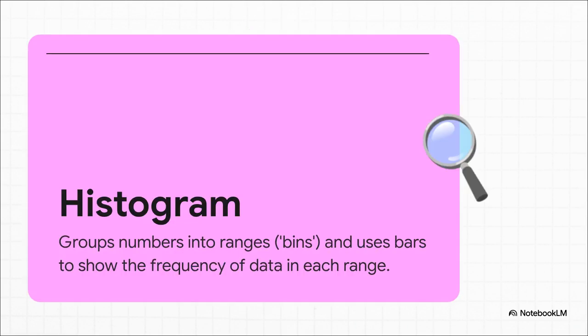This is where the histogram becomes your best friend. Instead of plotting every single number, a histogram groups them into ranges. We call them bins. Then the height of the bar tells you how much data falls into that specific range. It's all about seeing the big picture, the overall shape of your data.